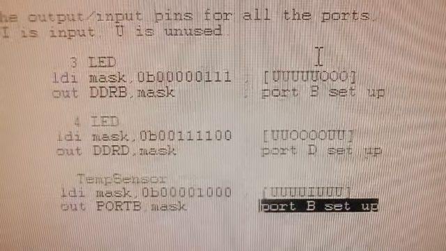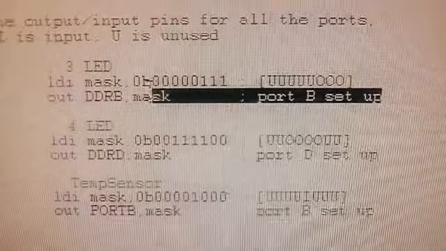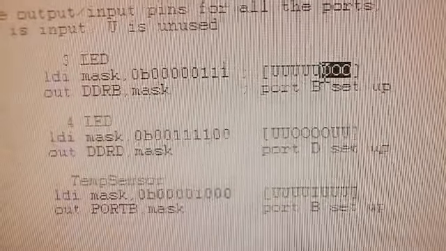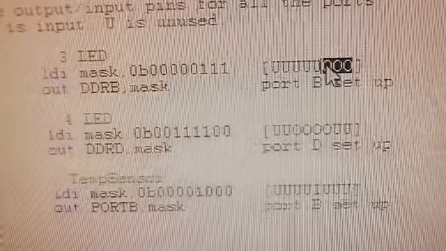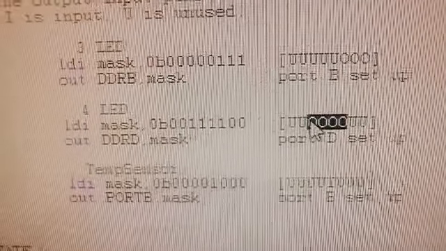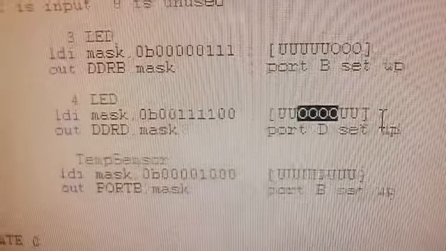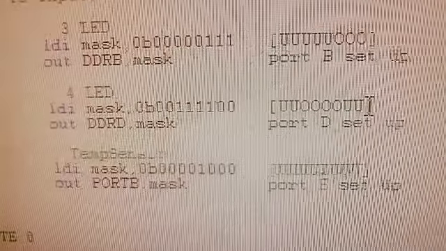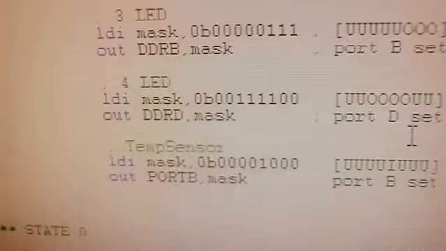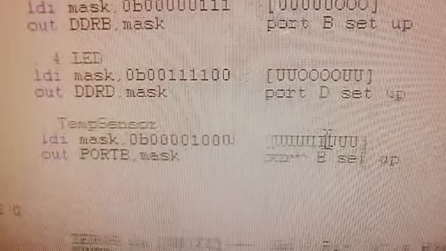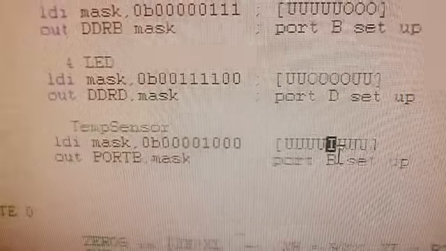our LEDs. So this is the 3 LED one, and we're only enabling these 3 for output, and this is the 4 LED one, enabling these 4 right here for output. And this is like this because it's just wired that way on the board, so it's moved over too. And this is the temperature sensor, so we have it set up on pin 4. That's the input, and the rest don't matter for that.